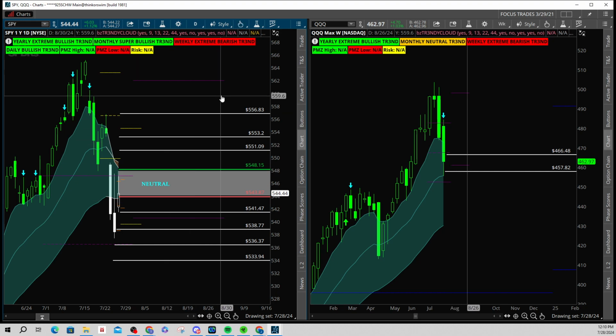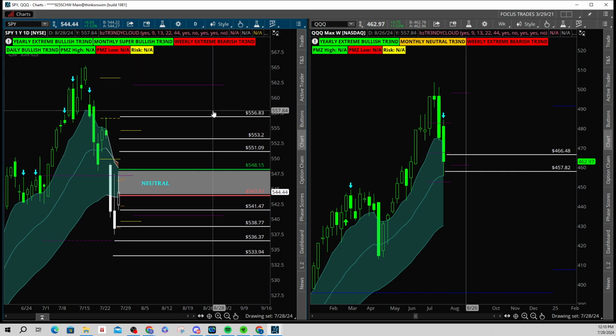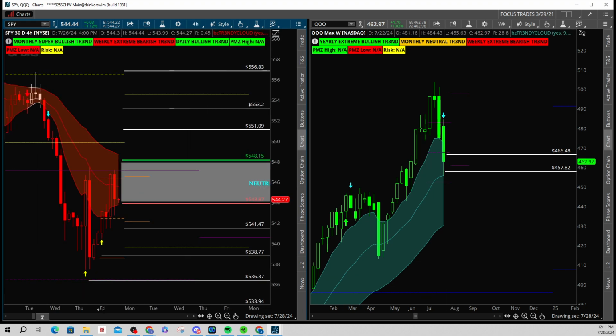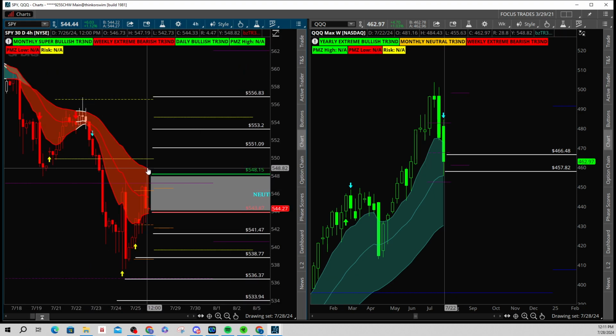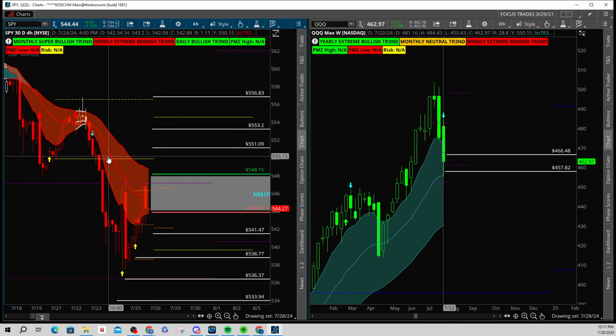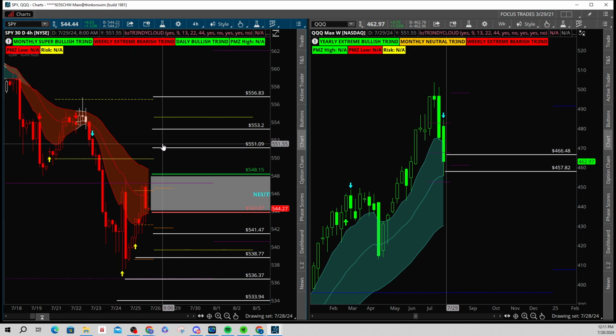Now, if you want to take it one step closer to really refine those levels, we're going to take it into a 4 hour and see if there's anything we missed. Okay. For example, we have this up here. We have an inside and down formation here. And what I find is that when the market is choppy to sideways to down, we don't get big ranges to the upside. So you've got to be really, really careful.